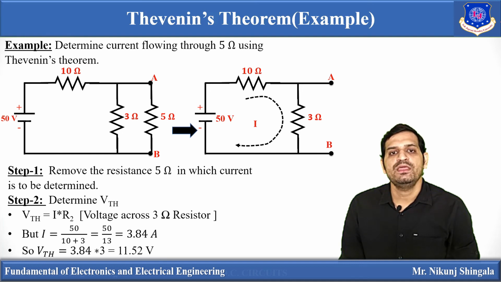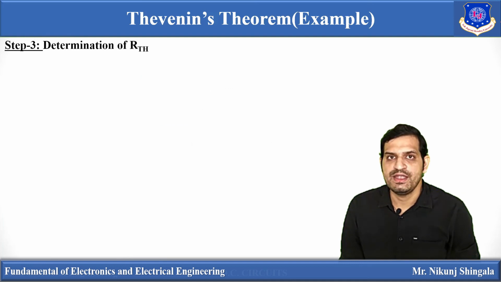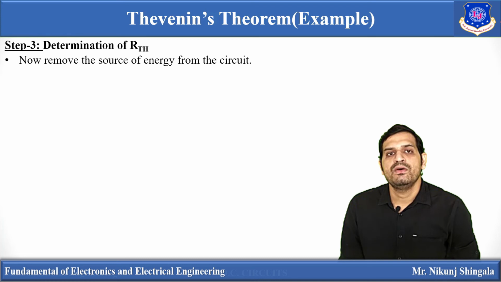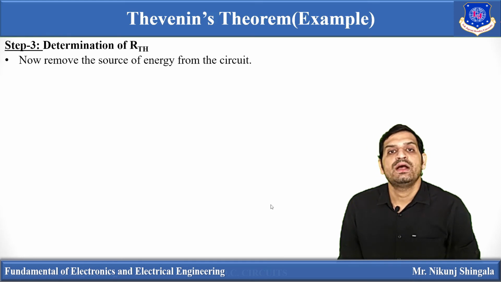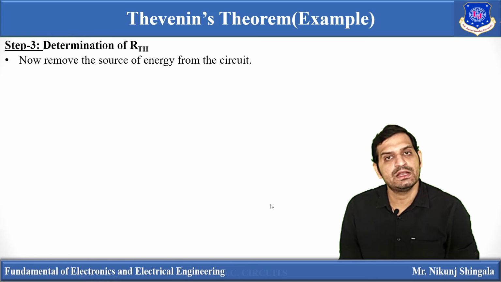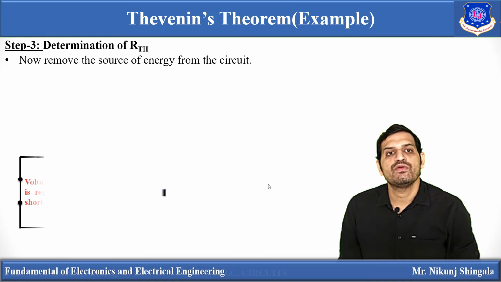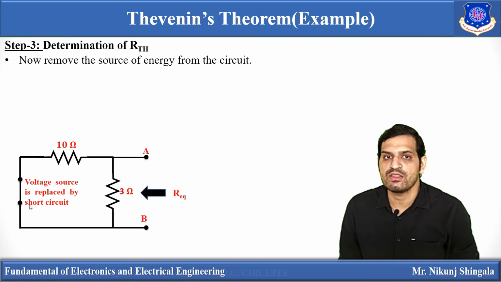Now the next step is determination of RTH. Now remove the source of energy from the circuit. As I already discussed, to find RTH, we have to replace all the voltage sources and current sources by their internal resistance. This circuit does not contain any current source, it contains only one voltage source. So the 50 volt battery is replaced by a short circuit. So now the network looks like this one. Now R equivalent can be found by looking back into the open circuited load terminals. So we have to find R equivalent from this direction.